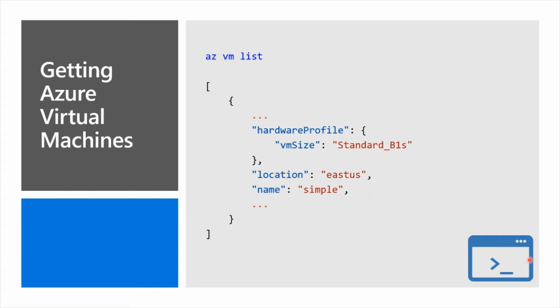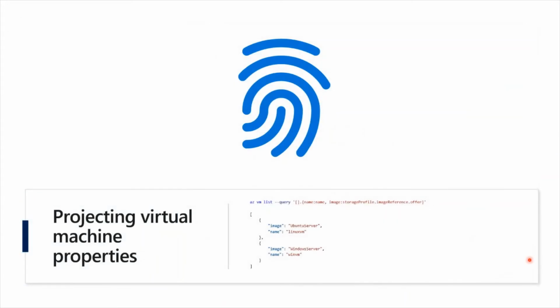In this example, if we use the az vm list command to query the list of VM instances, the query will return a large JSON object for each VM in the subscription. Then projecting virtual machine properties. Using the query argument, we can specify project-specific fields to make the JSON object more useful and easier to read. This is useful if you are reducing the JSON object to a specific type of code.